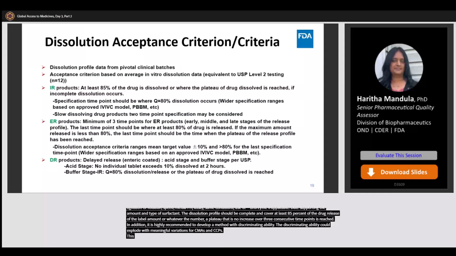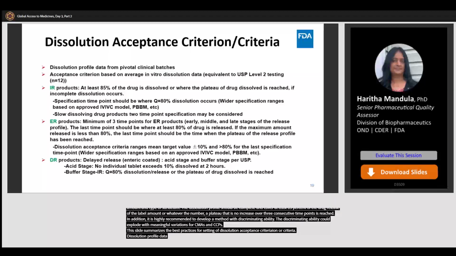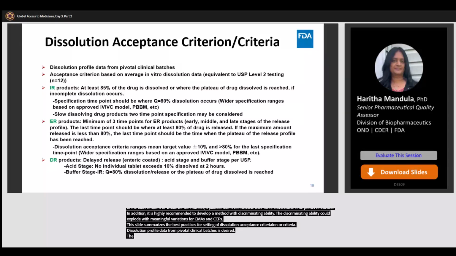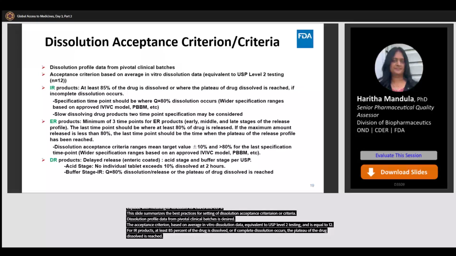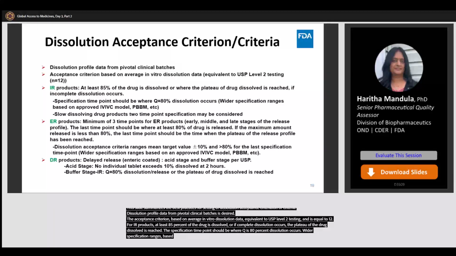This slide summarizes the best practices for setting of dissolution acceptance criterion or criteria. Dissolution profile data from pivotal clinical batches is desired. The acceptance criterion is based on average in vitro dissolution data, equivalent to USP level 2 testing, N equal to 12. For IR products, at least 85% of the drug is dissolved, or if incomplete dissolution occurs, the plateau of the drug dissolved is reached. The specification time point should be where Q is 80% dissolution occurs. Wider specification ranges based on approved IVIVC model or PPPM will be considered. For slow dissolving drug products, 2 time point specification may be considered.